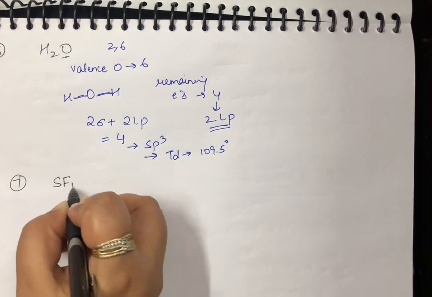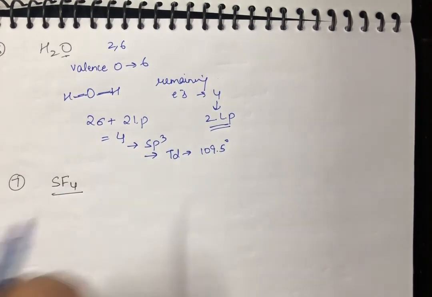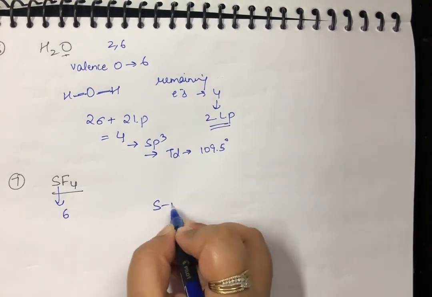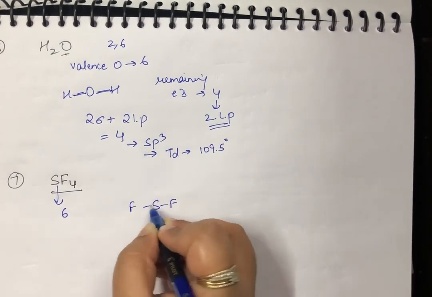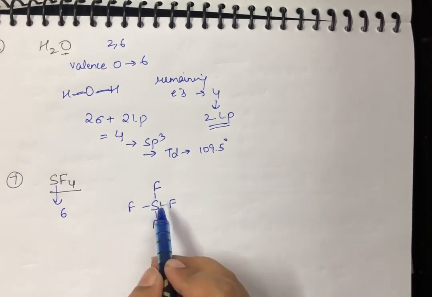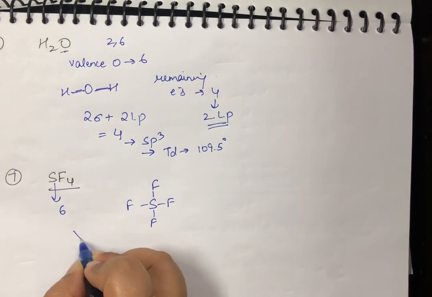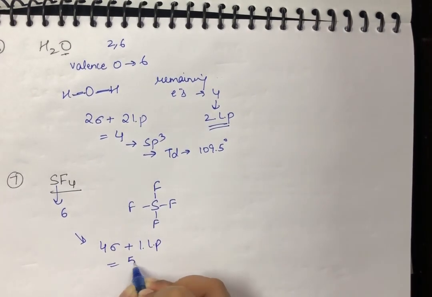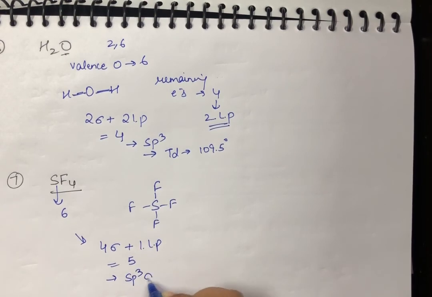Similarly, if I talk about SF4, sulfur is your central atom and sulfur has a valency of 6. And I know the sulfur is forming 4 bonds with 4 fluorine. So how many lone pairs would be there? Out of 6, 2 are remaining, so 1 lone pair. So it turns out to be 4 sigma bonds plus 1 lone pair. It is 5 and it is sp3d.